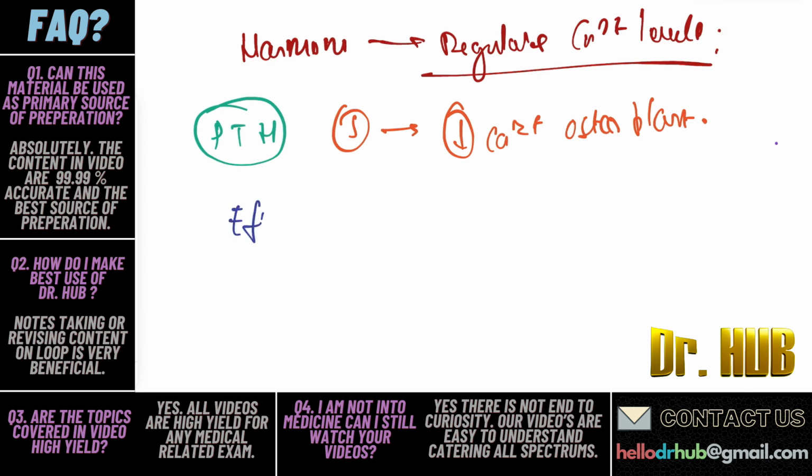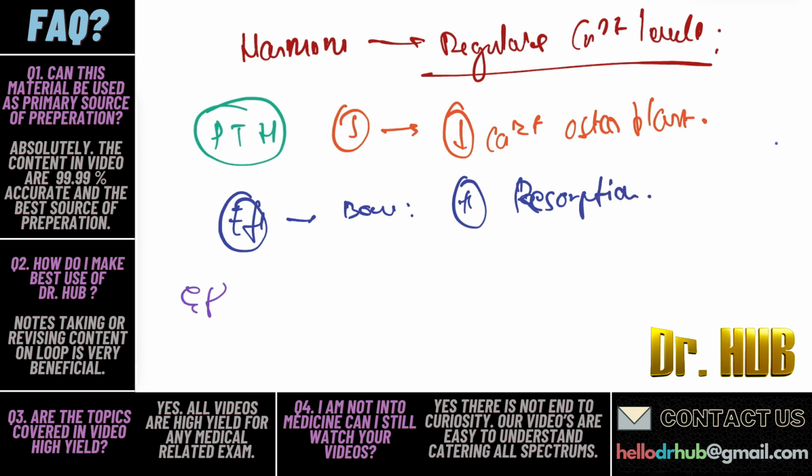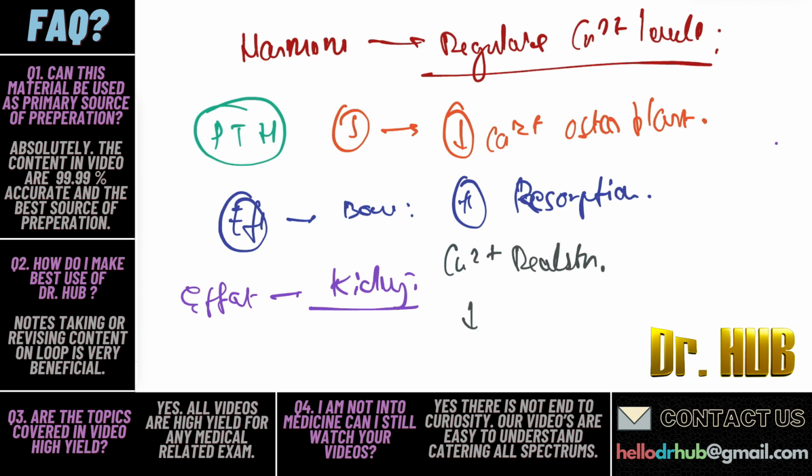Then what is the effect on the bone? The effect on the bone is that it increases the resorption. And what is the effect on the kidney? The effect in the kidney is calcium reabsorption, as well as a decrease in the phosphate reabsorption.